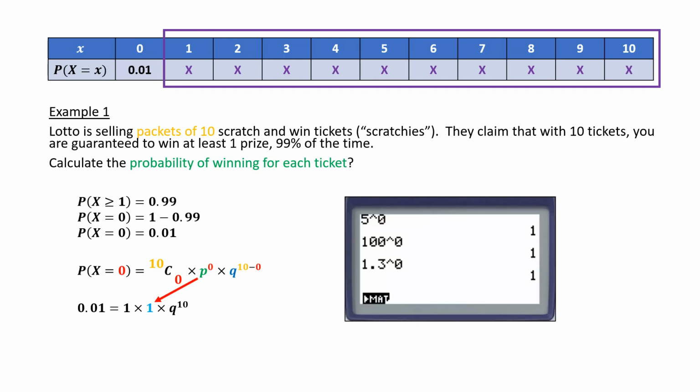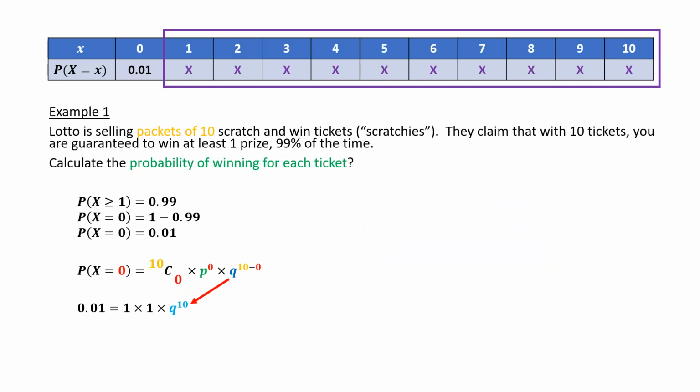p to the power of 0 also becomes 1 because any number, doesn't matter what number, to the power of 0 is 1. So it doesn't matter what p is, when I raise it to the power of 0, it's 1. And q to the power of 10 minus 0 is just q to the power of 10. All right, well, this will simplify down to 0.01 is equal to q to the power of 10. Let's pop this up on this side for a bit more space. Now we've got to figure out what q is. To do that, we're going to take the 10th root of 0.01 to get q.